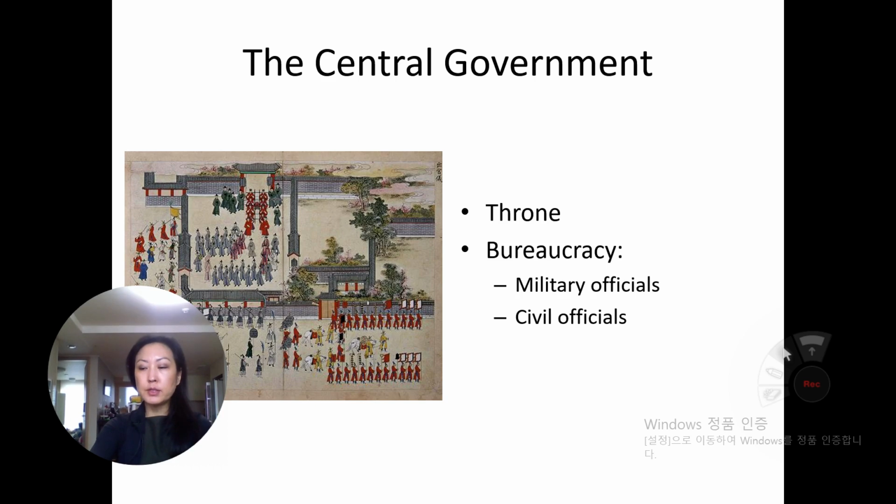The way that the central government was structured was basically very simple. There was the king, or the throne, and then the bureaucracy. And the bureaucracy was divided into two separate aspects. There were the military officials and there were the civil officials.